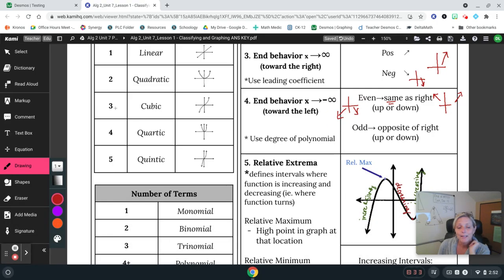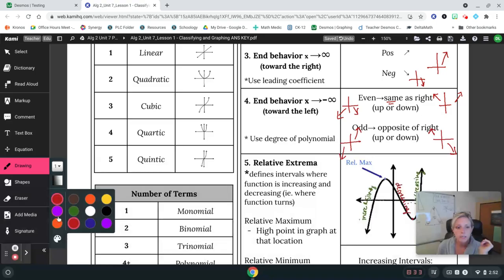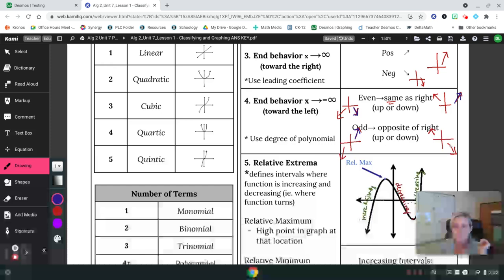Okay. If it's odd, like 3, 5, 7, etc., then that means they're in opposite directions. So if to positive infinity, if it's up and to the right, then it would be going down and to the left for the negative infinity, and then vice versa over here. If it's down and to the right, then going to negative infinity, it would be the opposite direction. Okay, so this is all determined. So remember, the right side is determined by that leading coefficient. If it's positive, it's going up. If it's negative, it's going down. And then the left side is determined by the degree. If it's even, it's going to be the same. If it's odd, it's going to be the opposite.